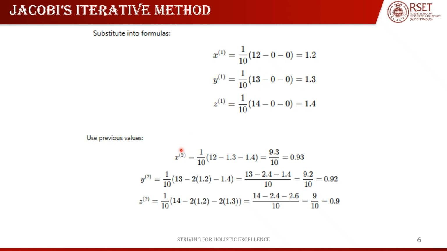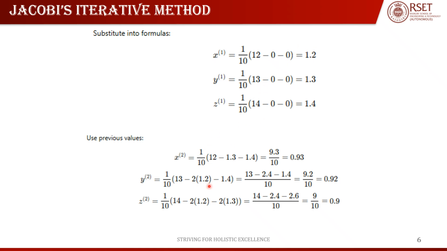Now you will get x2. How will you get the x2? For the x2 you had the equation 1 by 10 into 12 minus x minus y, is it? So here to get x2, this y will be your y1 and your z will be your z1. Okay, the value you get from the previous iteration, and you'll just get an approximate value of 0.93.